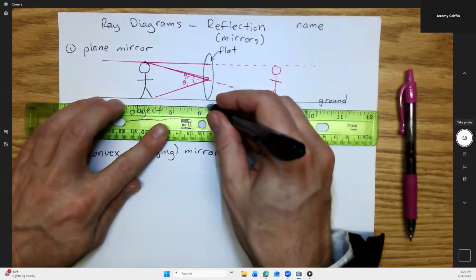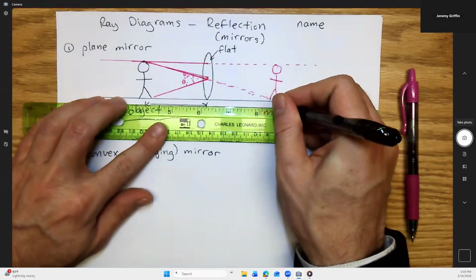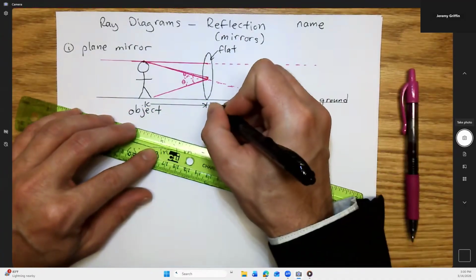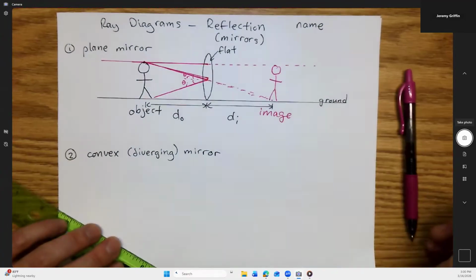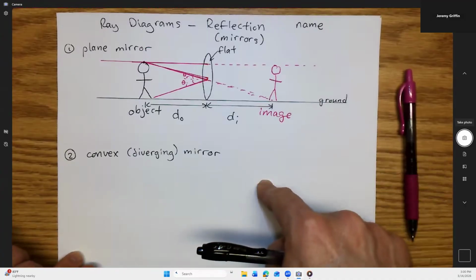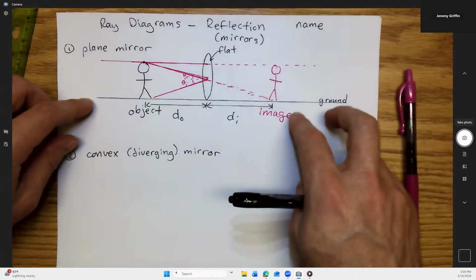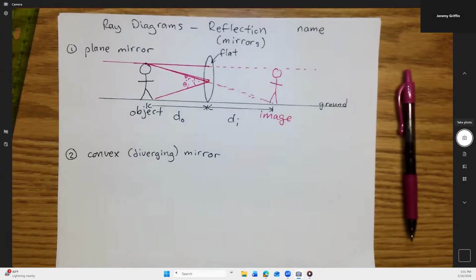And then if you wanted to measure these distances, what's the distance from the object to the mirror and the distance from the image to the mirror? I'll call this D sub O for distance object and D sub I for distance image. Now hold on to that, because I really should have done some of these curvy ones first, but we'll come back to that and I'll show you guys. This is going to line up in a certain equation. I'll show you guys the equation in a few minutes.